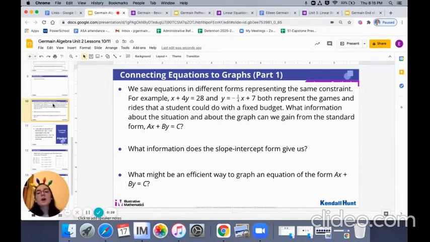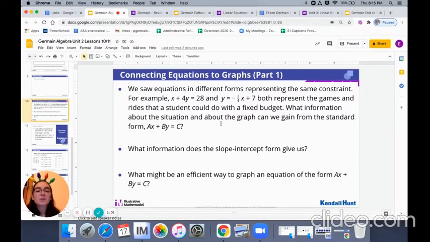So it says we saw equations in different forms representing the same constant. For example, x plus 4y is equal to 18 or 28. We used this equation yesterday, well, actually 2 days ago when we were looking... was it today? It was today. So it was yesterday for you during your afternoon work. And we also had this equation of y equals 1/4 x plus 7. These both represented the number of games and rides that a student could do with a fixed budget.